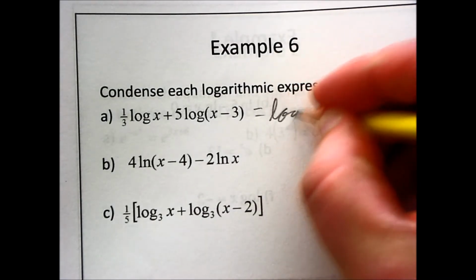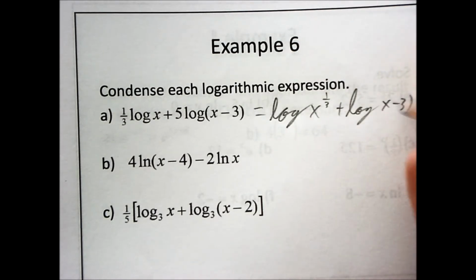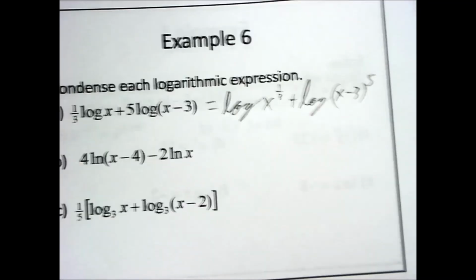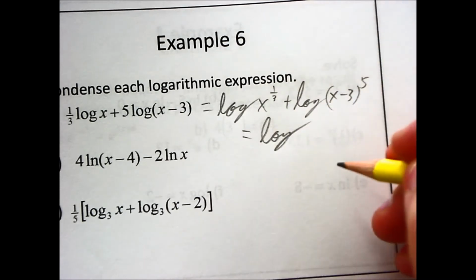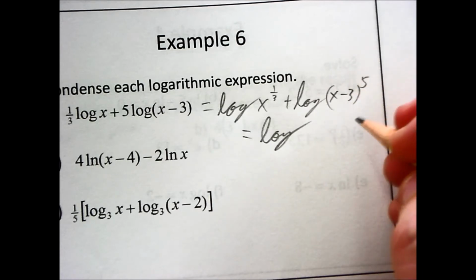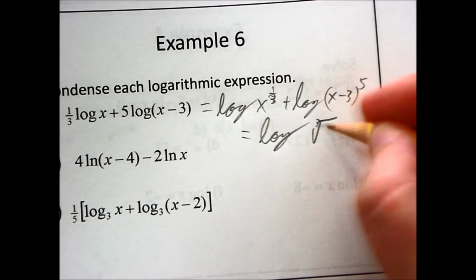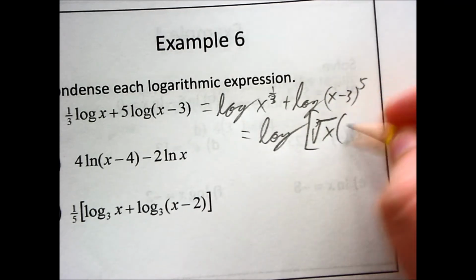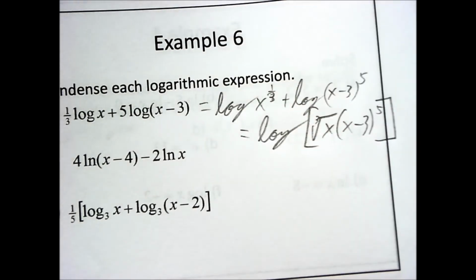So the idea is this is log of x to the 1/3 plus log of x minus 3 to the 5th. So when I consolidate these together, I'm just going to get log of what? X what? Now this is raised to the 1/3, right? So I'd first write that as cubed root of x times, because it's plus, it's going to be times x minus 3 to the 5th. You don't need to simplify inside the logarithm. It just basically means put everything together, though.